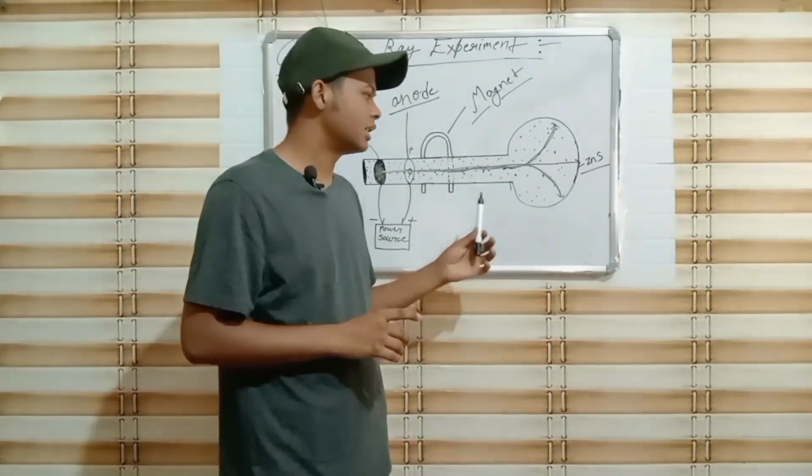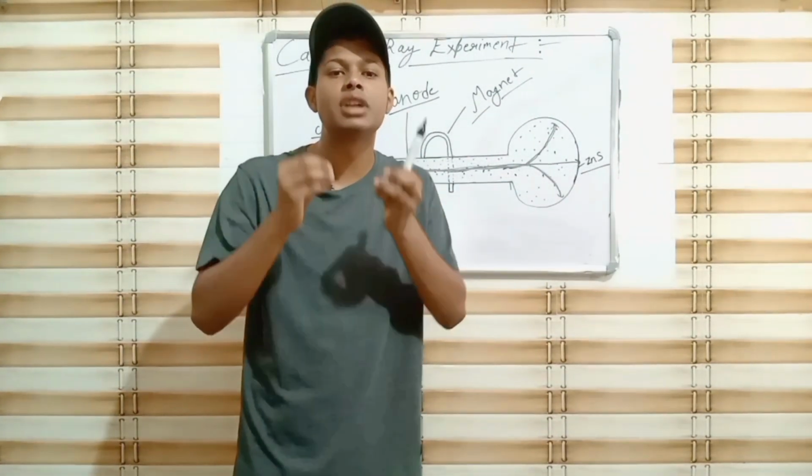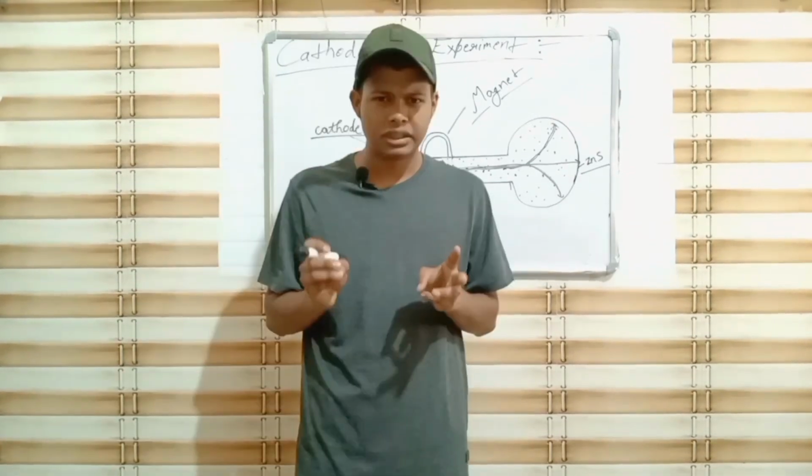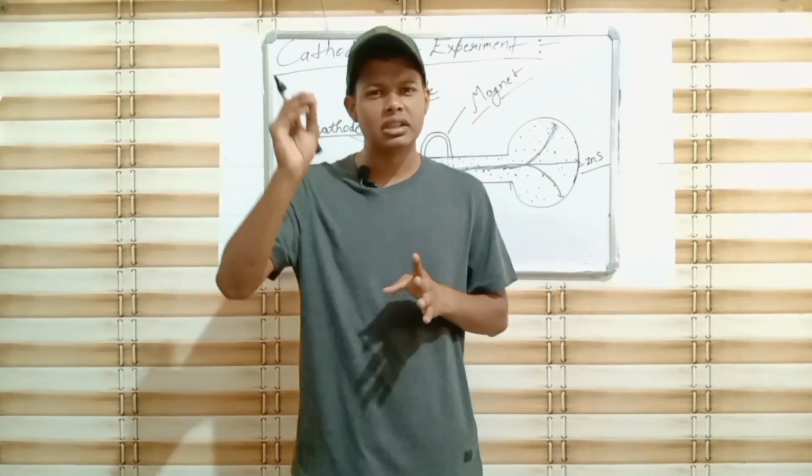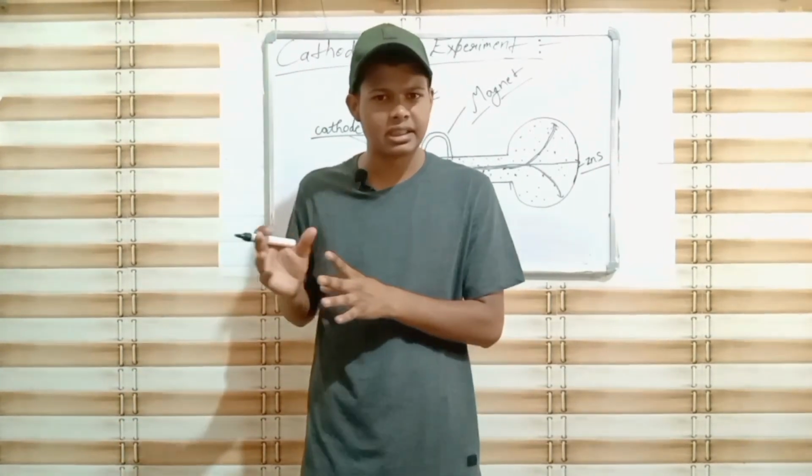And by this experiment, he also found the numerical value of the charge of the electron. J.J. Thomson found the numerical value of the charge of the electron by measuring the deflection of cathode rays in electric and magnetic fields.